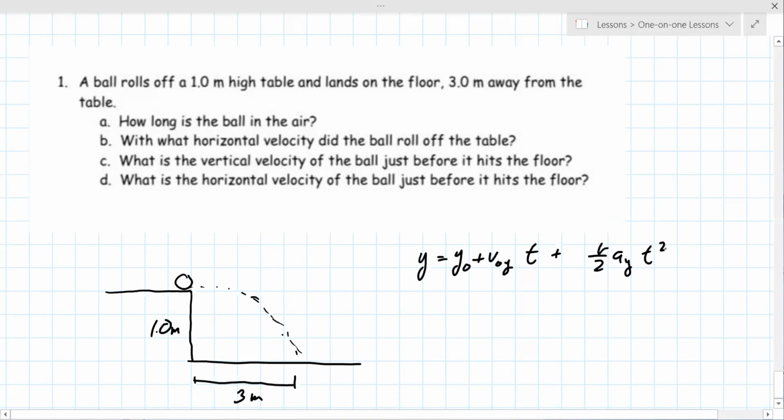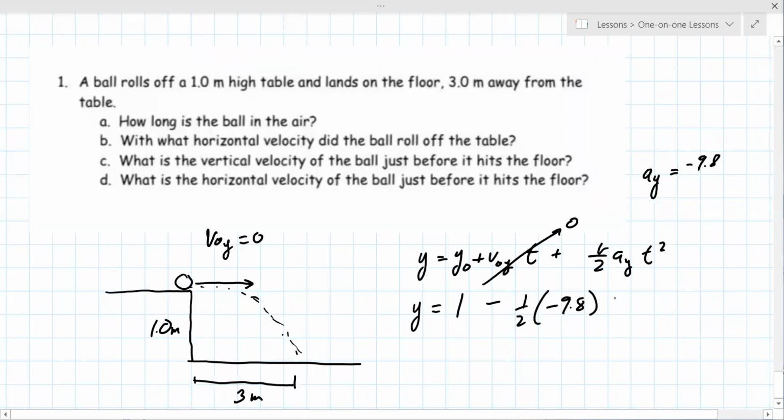We don't have an angle here, so what do we do for velocity? The assumption of this problem, and you can verify this for yourself if you want to slide something off your table, is that it's only moving in the x direction. So that means the initial velocity in the y direction is 0. That means this whole thing is 0. We know that the initial y position is 1, and we know that ay is minus 9.8. So it just turns into 1 minus 4.9 t squared.